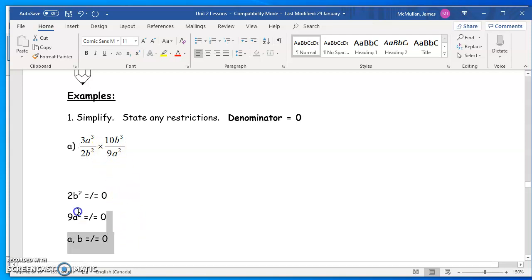Now, your restrictions you can do at the beginning of these questions. I think that's probably a good idea. You just look at the question, you look at the denominator, you go, how could the denominator be 0? And you restrict all those values.